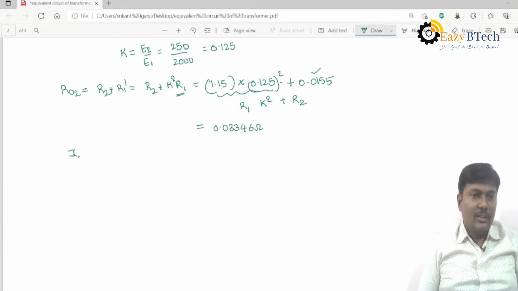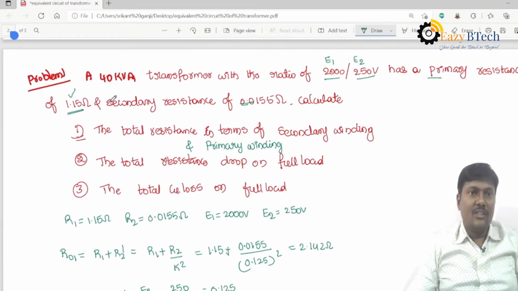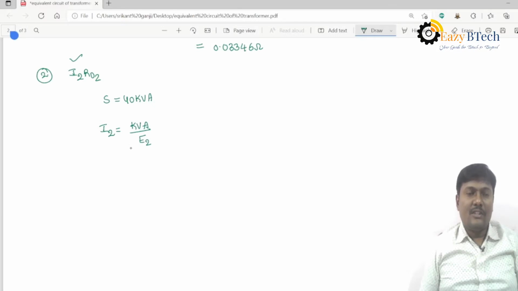And after that he is asking the total resistance drop on full load. For that, I2 into R02 is the second part. How can I calculate the I2 value? In the given data, it is given as 40 kVA, so S is equal to 40 kVA. I2 is equal to kVA divided by E2, the secondary induced EMF. Volt-ampere divided by voltage gives the ampere, that is the current.